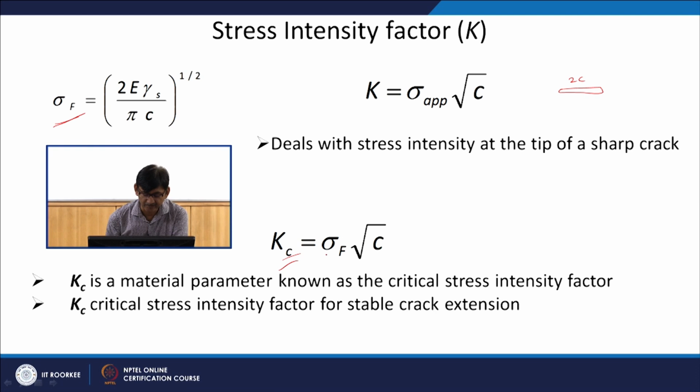With that, we have changed sigma applied to sigma f, that means the stress where the fracture is going to take place, and this is again the crack length. So this Kc is the critical stress intensity factor for stable crack extension. Instead of doing this analysis using surface energy, we can do an analysis like this, and find out the critical intensity factor for a given material.